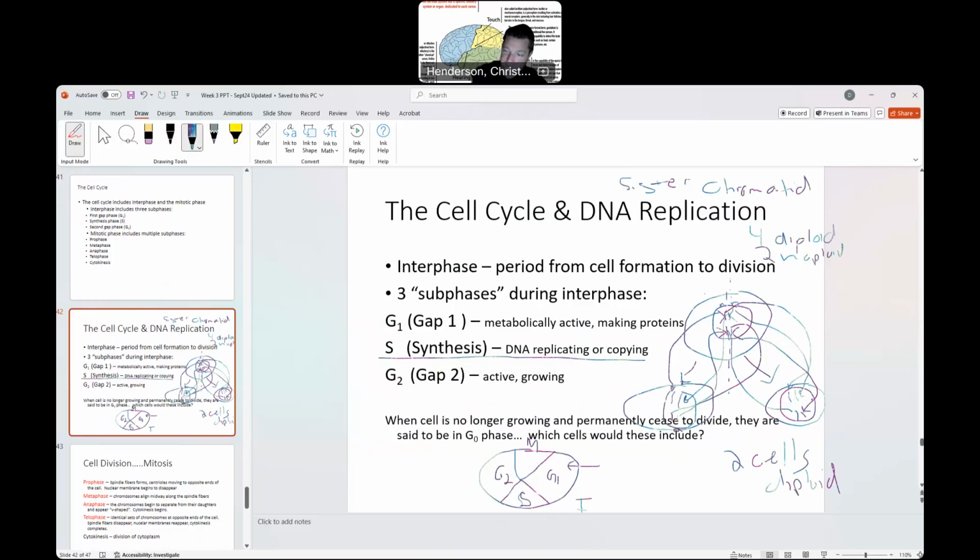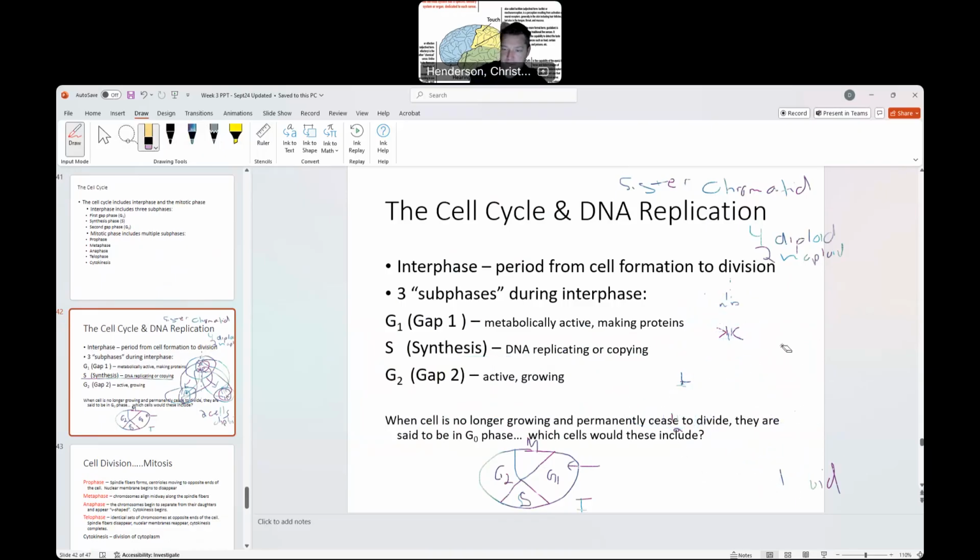I know that's confusing, but that's the difference between a chromosome and a sister chromatid. Sister chromatid is an exact copy. A homologous chromosome, they're both the same chromosome, they have the same genes on it, but they might be slightly different. So now let's look at the steps that we have in mitosis.